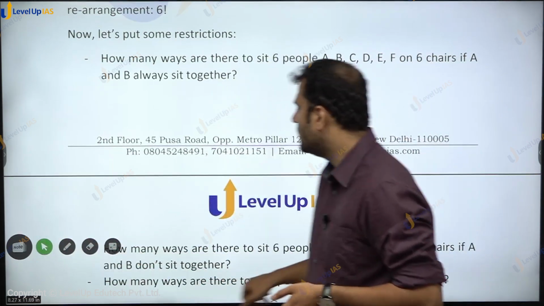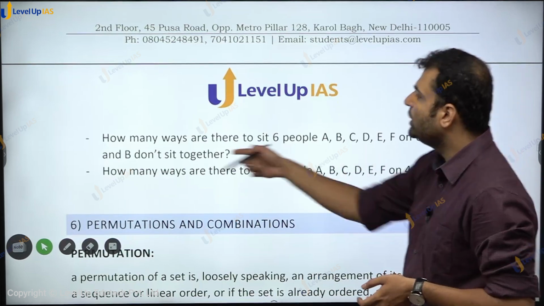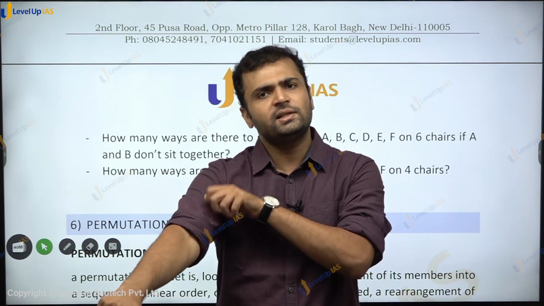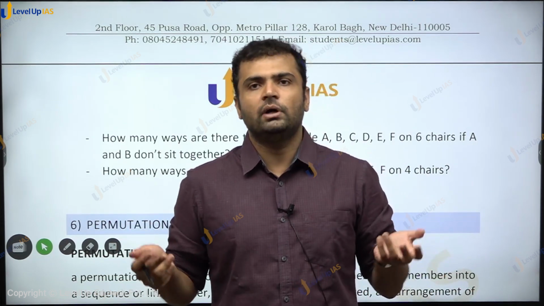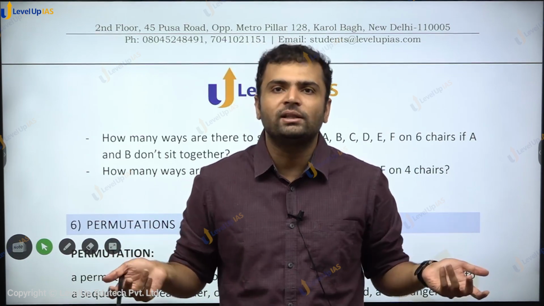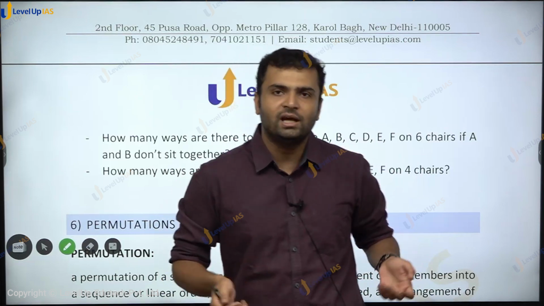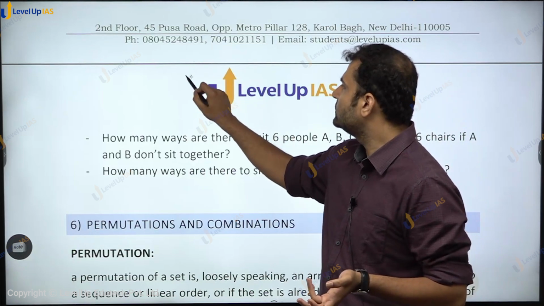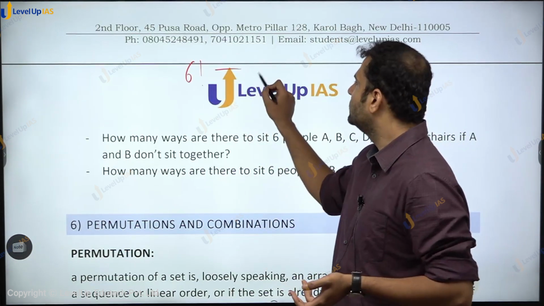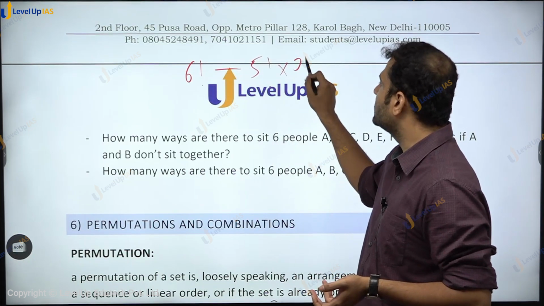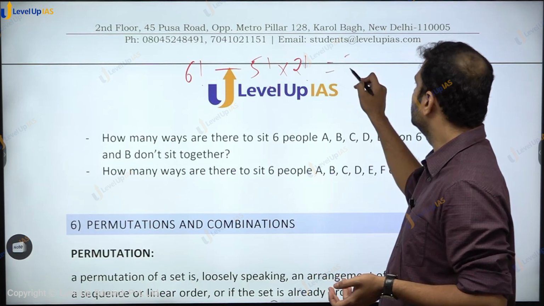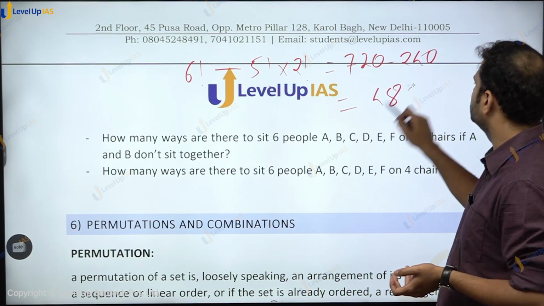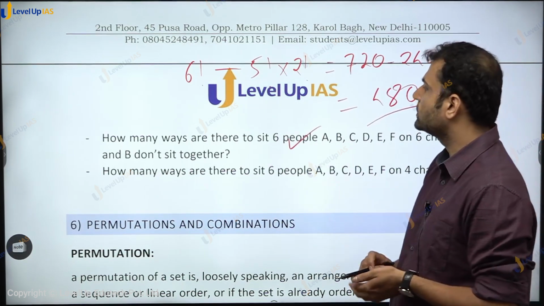Next, how many ways are there such that A and B don't sit together? How to ensure that they don't sit together? It is simple. Just find the total number of arrangements and subtract the cases where they sit together. If we remove the cases where they are together from the total, then the cases where they are not together will remain. So the total cases are 6 factorial, because 6 people and 6 chairs, minus the cases when they are together, 5 factorial into 2 factorial, which we just found above. So it is 720 minus 240, which is 480. That would be the answer to this question.